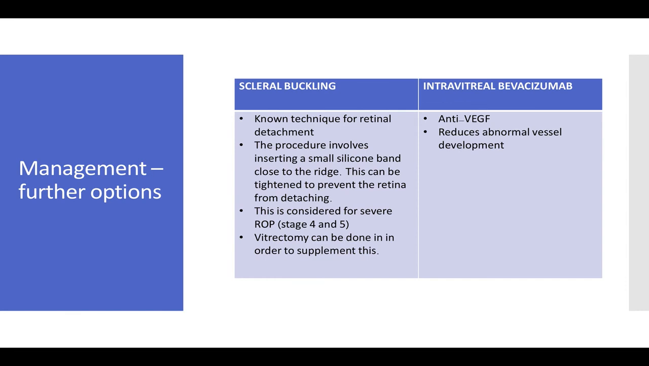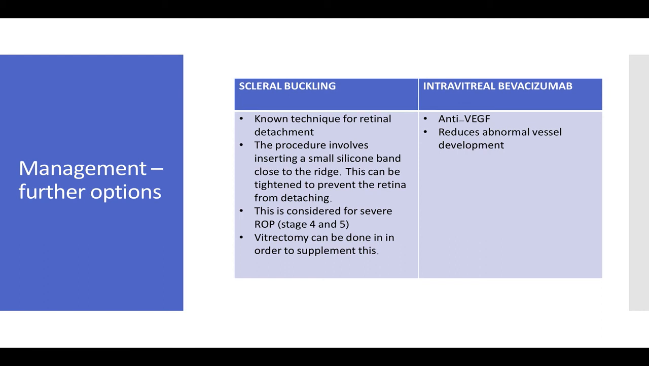Further management options. Scleral buckling and intravitreal injections may also be considered in the management of ROP. Scleral buckling is a technique that is commonly used in the treatment of retinal detachment. The procedure involves inserting a small silicon band close to the ridge. This can be tightened to prevent the retina from detaching and the ROP from progressing. This is considered for very severe cases of ROP, stage 4 and stage 5. Vitrectomy can also be done in order to supplement this.